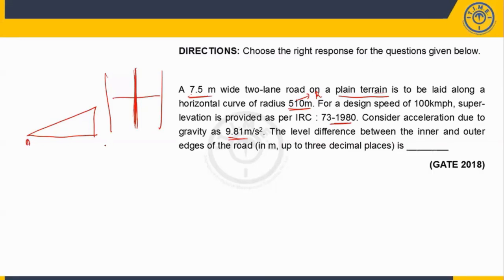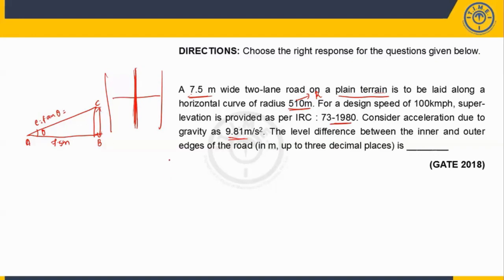A, B, C. The width is 7.5 meter, and this is theta, equal to tan theta. That is equal to how much? Finally, I want BC. The level difference between the inner and outer edge means I want BC. First, let's calculate E.